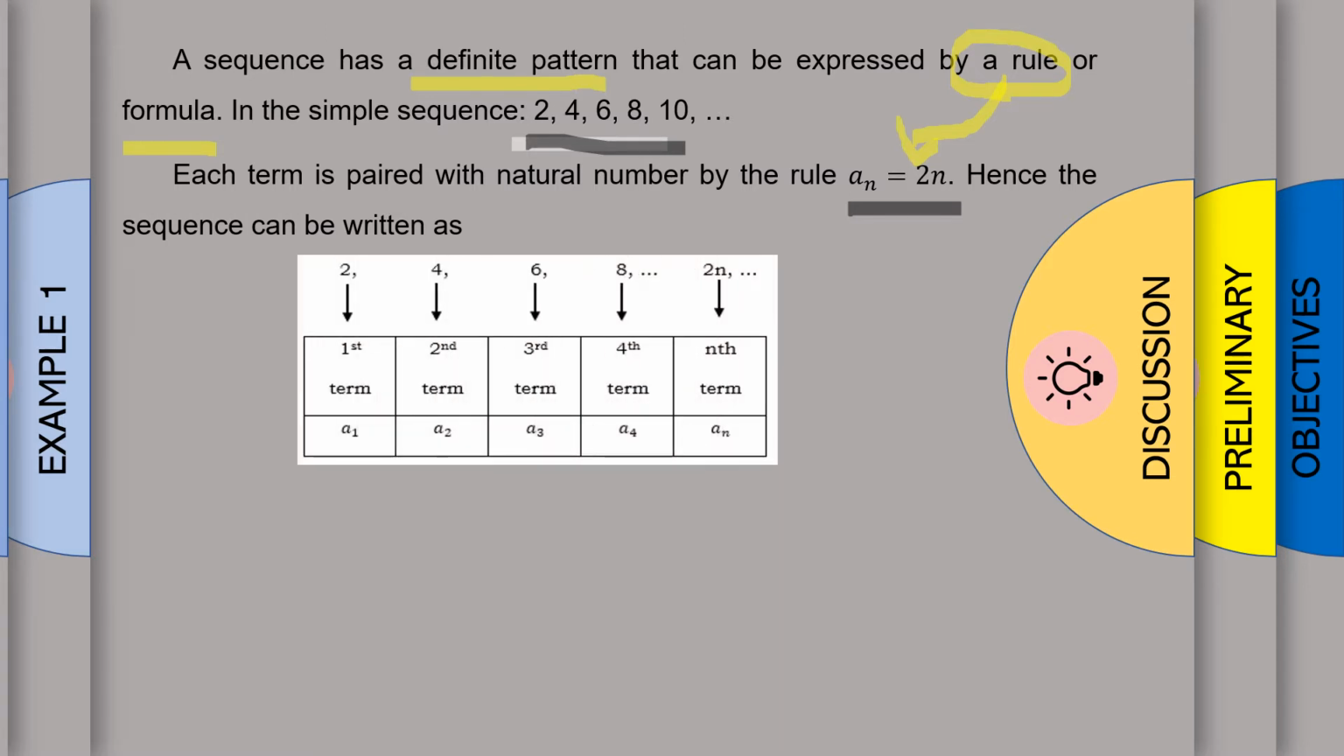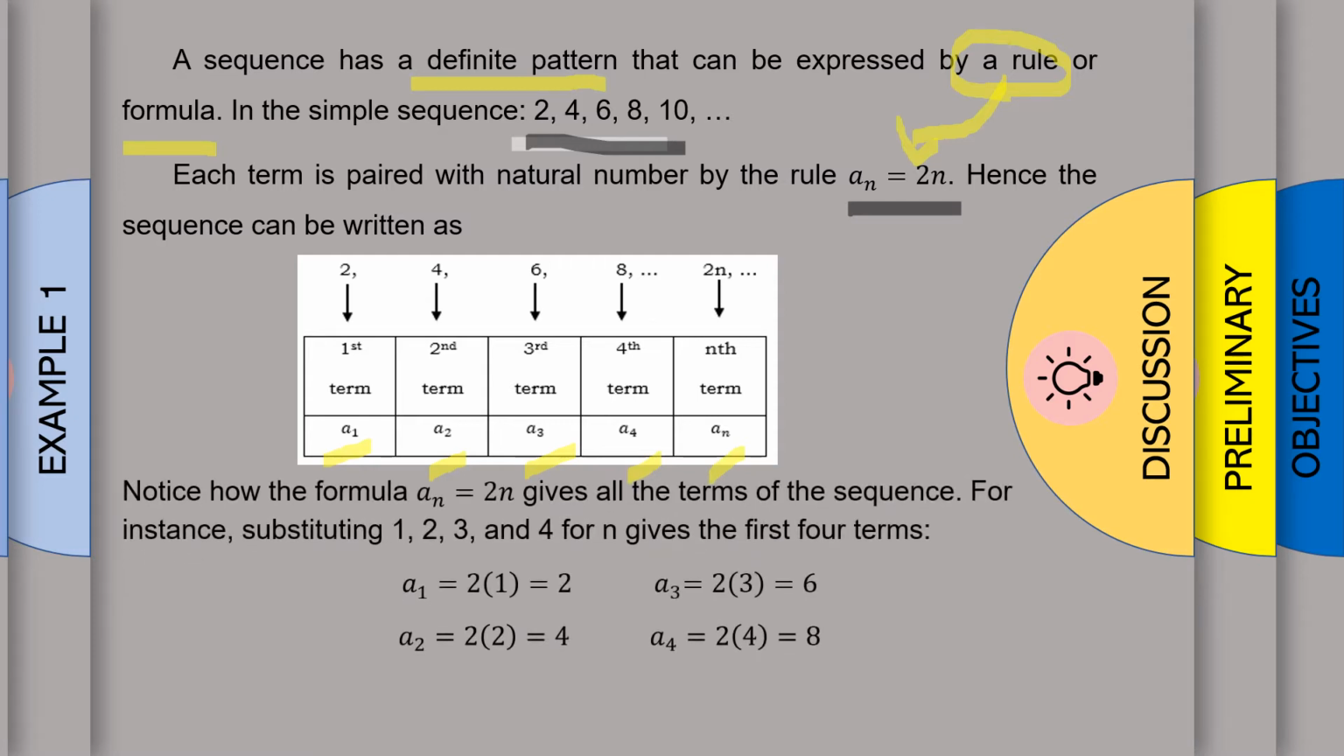Yung ating a sub 1 is our first term. A sub 2 is the second term. A sub 3 is the third term. A sub 4 is the fourth term. And then to name the nth term, the general term niya, we're going to use the a sub n. Depende kung hanggang saan aabot yung ating sequence, kung hanggang saan yung ating isosolve na set of numbers in a given sequence.